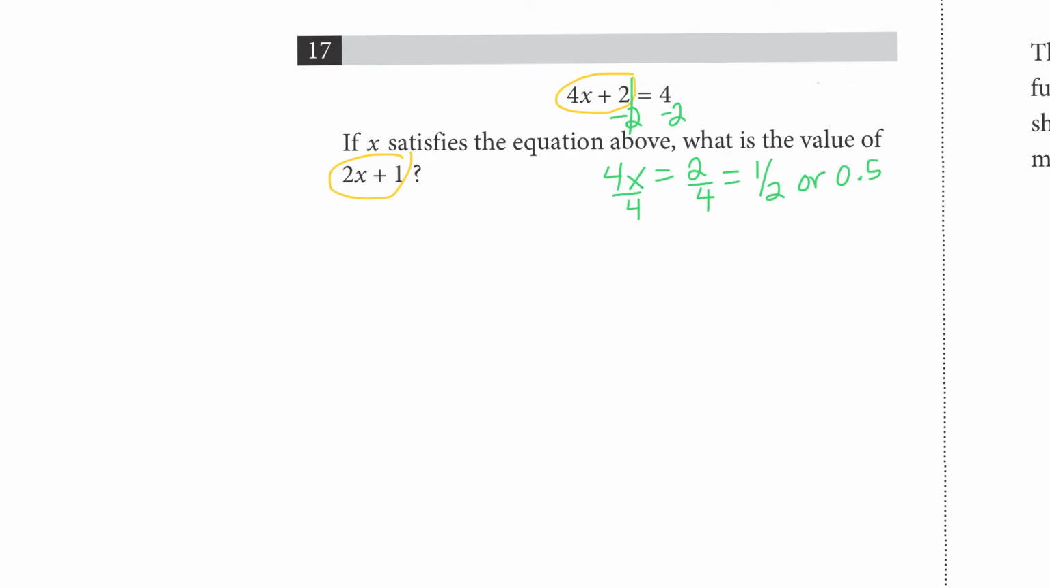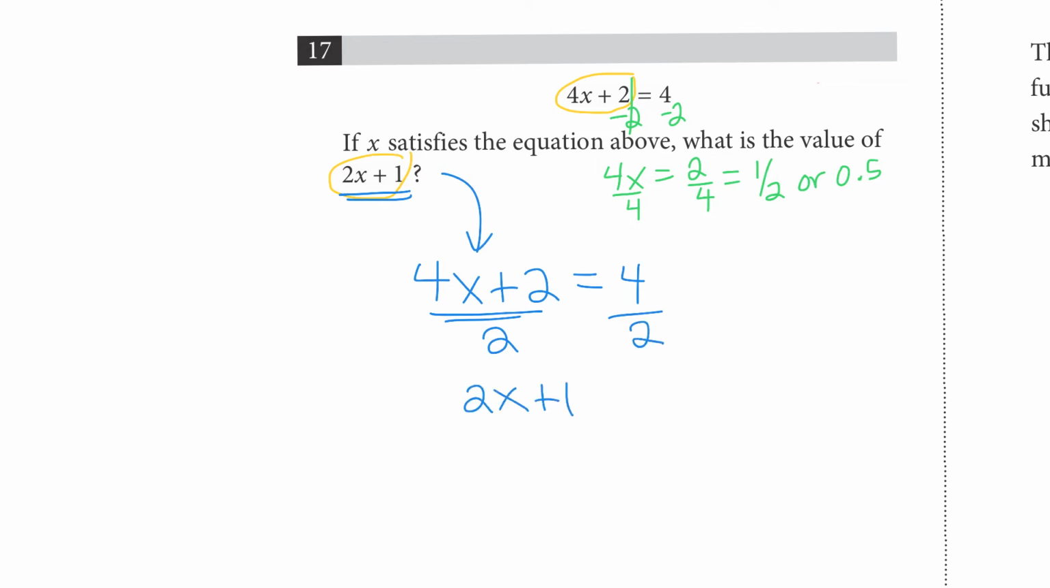Now, what I noticed was that in this problem, when you had 4x plus 2 equals 4, here's an alternate way. If you're looking for 2x plus 1, if you recognize that this is twice that, then all you need to do is divide everything by 2. Divide by 2 on both sides, and when you do that, you get 2x plus 1 on the left-hand side is equal to 2. We're looking for 2x plus 1, right? So the answer here is 2.